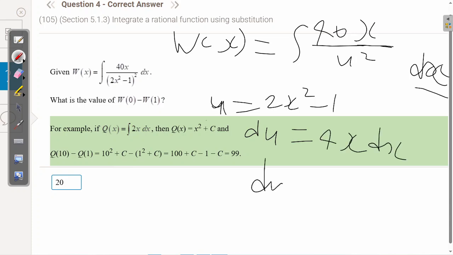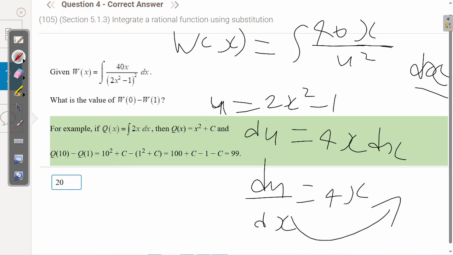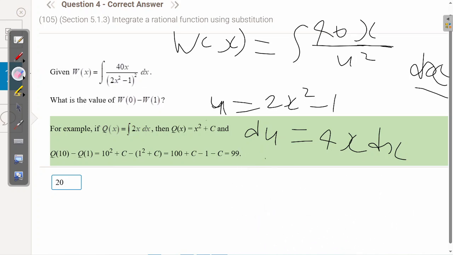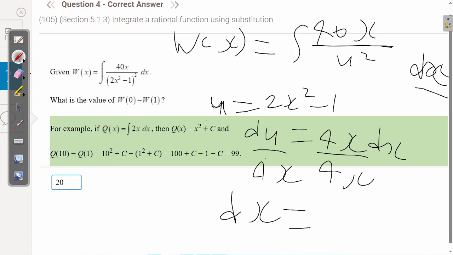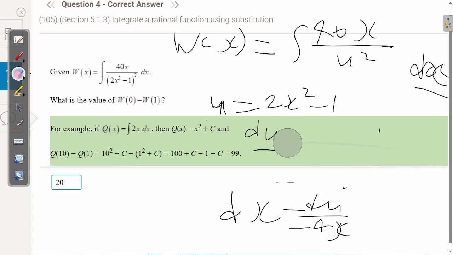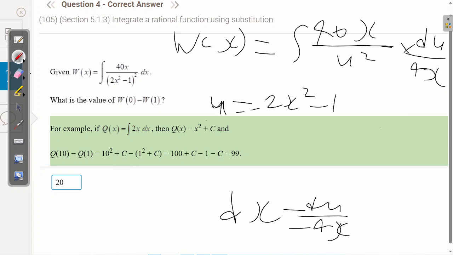So look, this is du over dx equals 4x, and then I brought it to the other side, okay? So we just write du equals 4x dx. Now we want to substitute dx, so we divide by 4x. So dx is equal to du over 4x. Now we go back into the equation and we put, instead of dx, du over 4x.